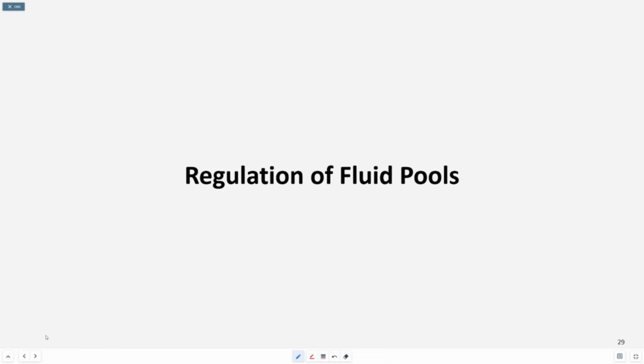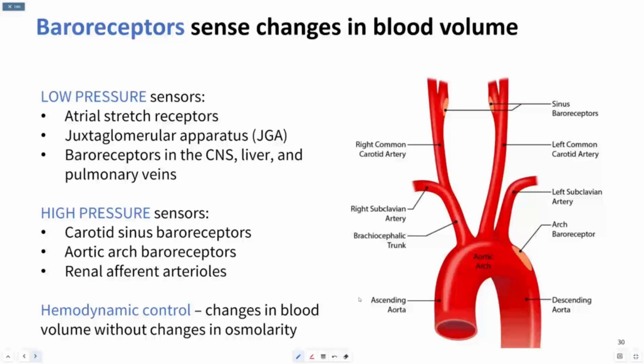Regulation of fluid pools. Baroreceptors can sense changes in the blood volume. They pick up changes in pressure. Under low pressure, we have certain sensors like the atrial stretch receptors inside your heart. We also have the juxtaglomerular apparatus, the JG cells, as well as baroreceptors located inside our CNS, liver, and pulmonary veins. We also have a series of high pressure sensors, the carotid sinus baroreceptors, the aortic arch baroreceptors, and of course the renal afferent arterioles.